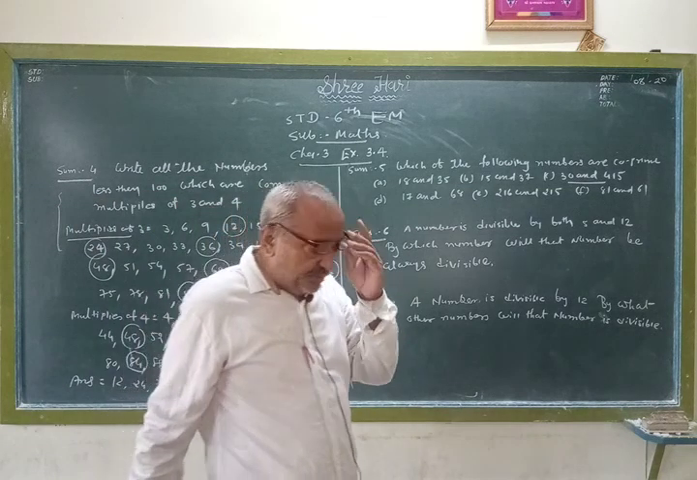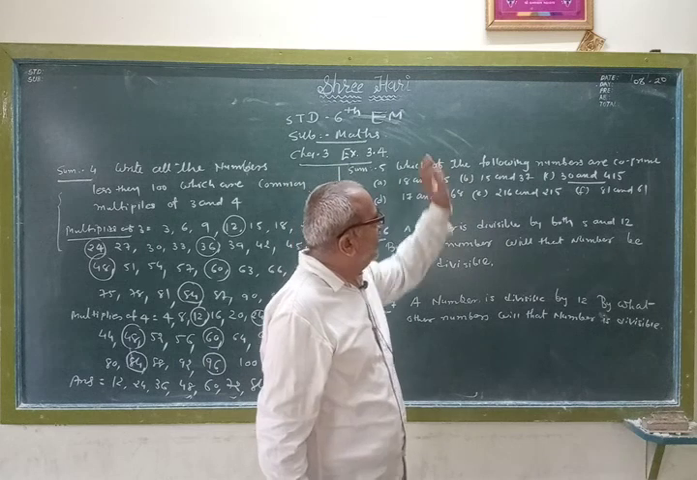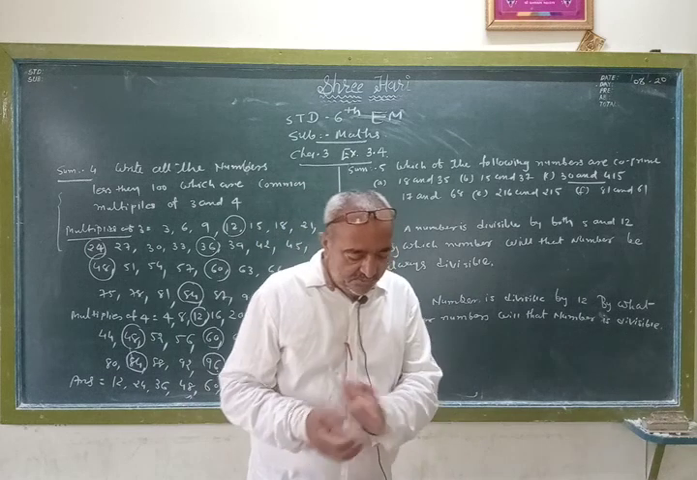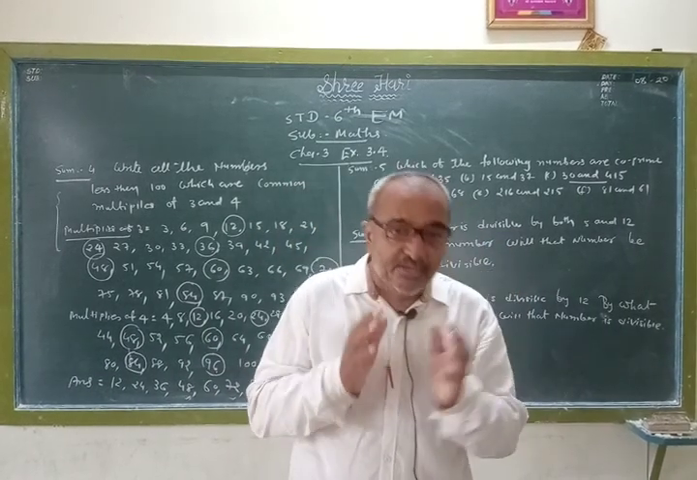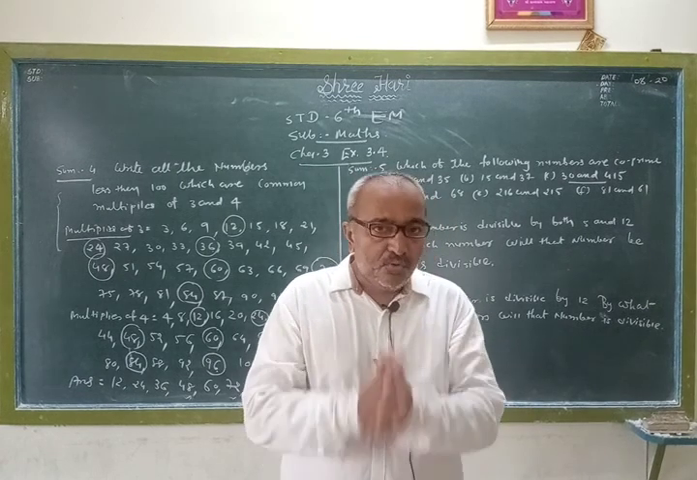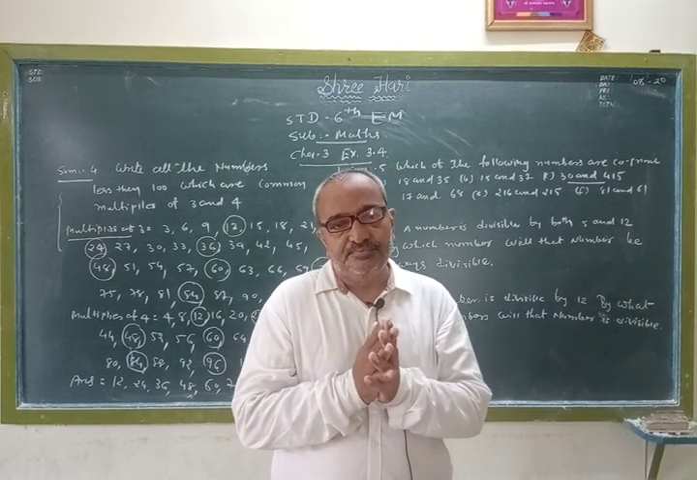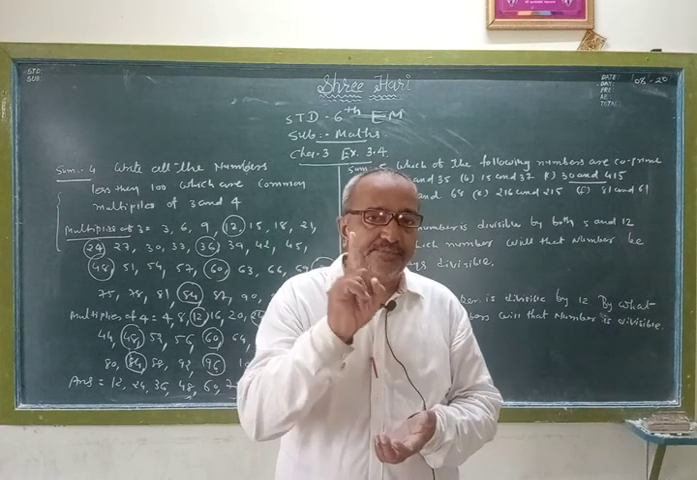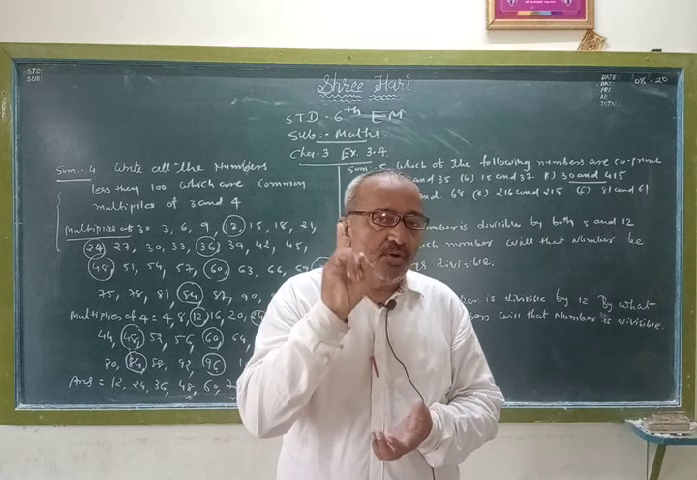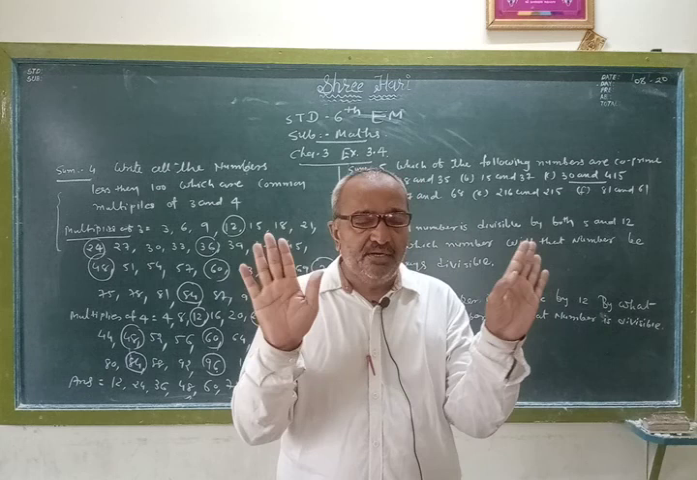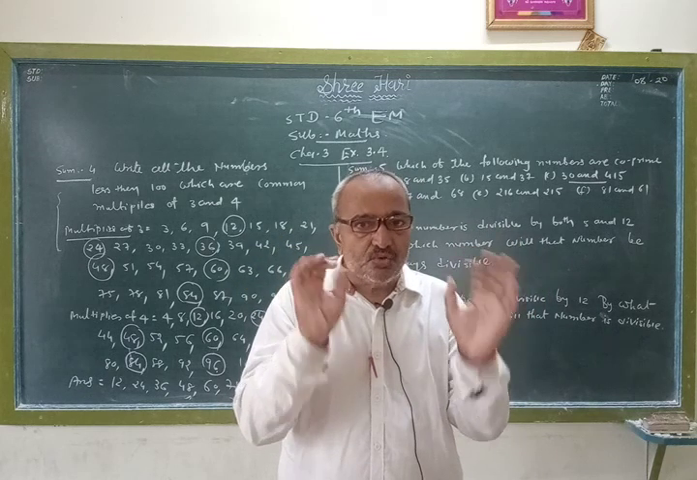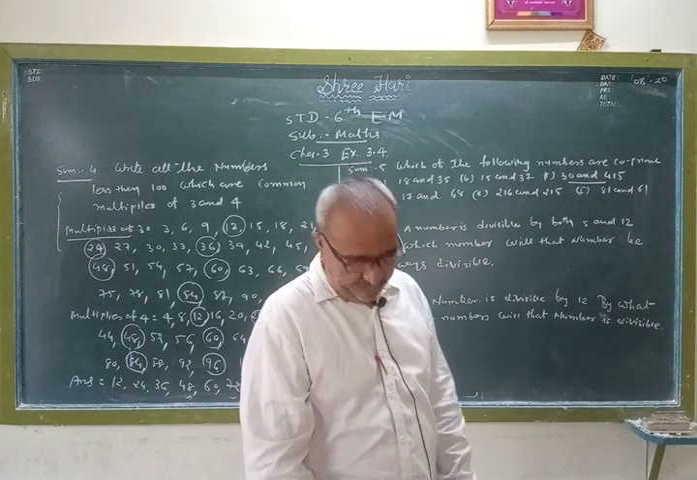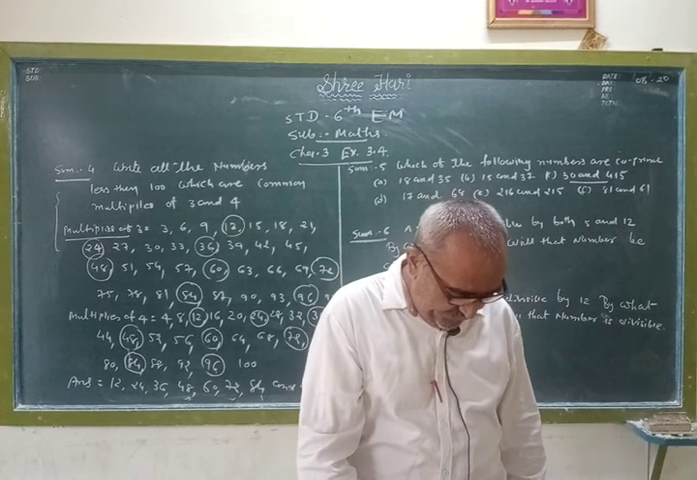Now sum number 2. Which of the following numbers are co-prime? So friends, first listen. What is the meaning of co-prime? Co-prime numbers means two numbers which have only one as a common factor. Without one, no number is common. Then these two numbers are known as co-prime. So friends, look here.